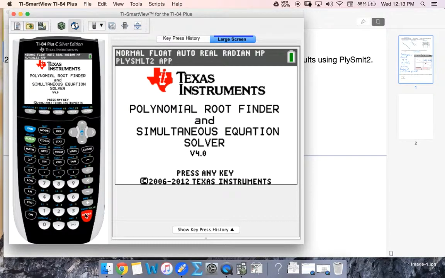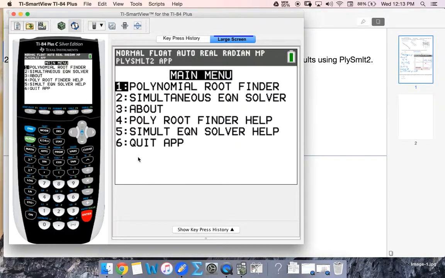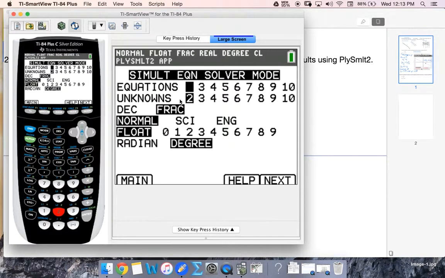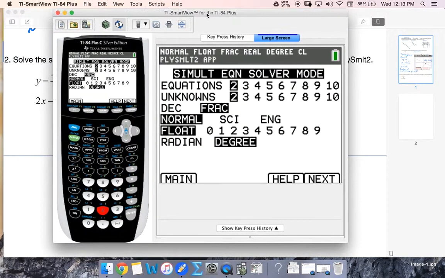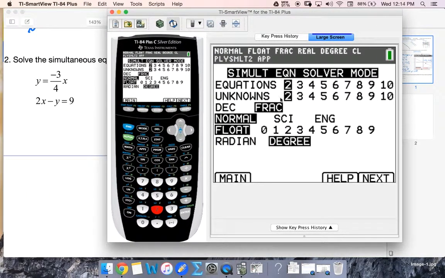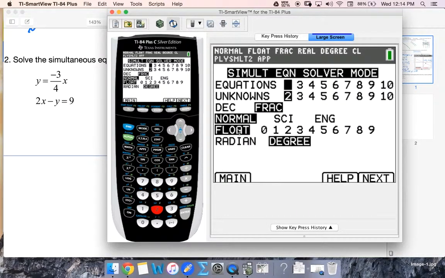Press any key. I want to solve simultaneous equations, so I'm going to do number 2. All right, we have 2 equations. That's true. Let's come look at our equations. 2 equations, we have 2 unknowns, x's and y's. We can have our answers as fractions or decimals. It's always nice to have the exact answer of fractions. The rest of these, I don't care about. You're always going to be in degrees, but right now the rest of this is okay.